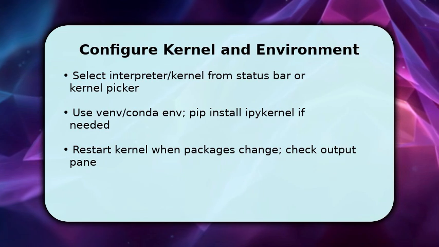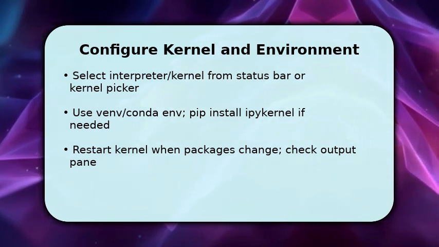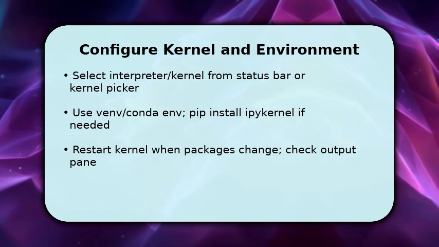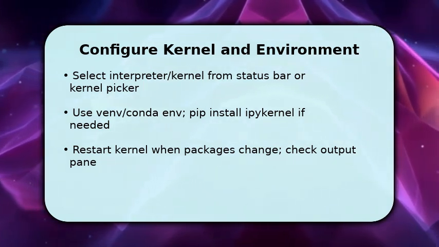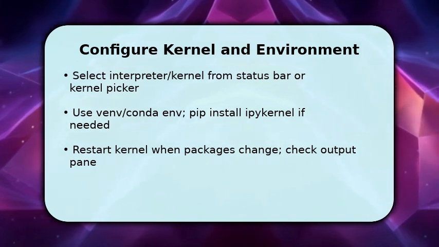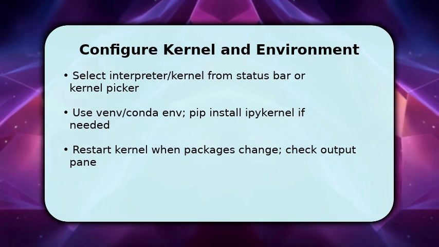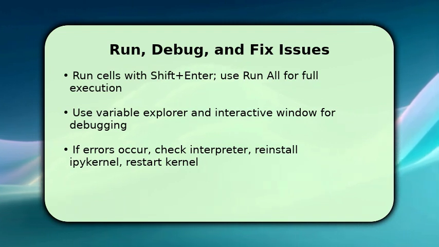Once the kernel is selected, run a quick print hello test. If you install packages after startup, restart the kernel so imports resolve correctly and watch the output and Python extension logs for hints. Finally, run cells using Shift plus Enter or the Run All command to execute the notebook from top to bottom. This ensures state consistency.